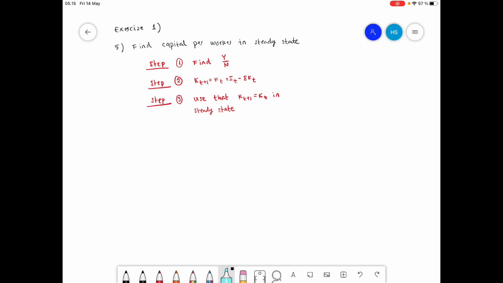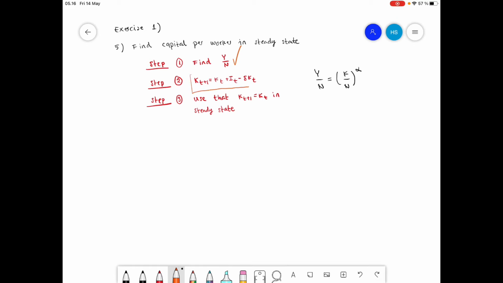So in this exercise, we have to give an expression for capital per worker in steady state. Remember, when computing the steady state values, we always have to start out by finding the output per worker function. Okay, and this we did earlier. Earlier we got that the output per worker was equal to, still is, (k over n) to the power of alpha. So in order to find the capital per worker in steady state, we start out by finding the output per worker. We did that in the previous exercise.